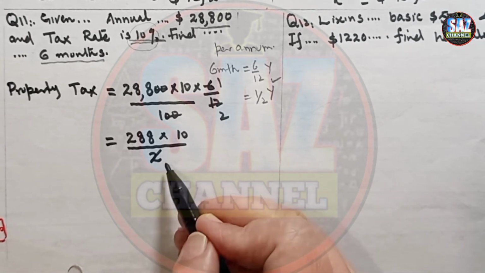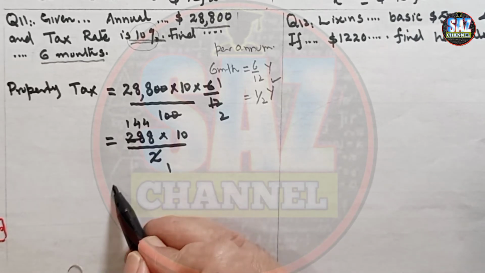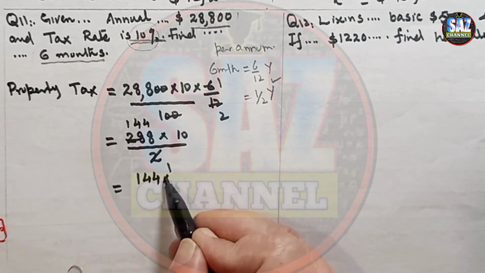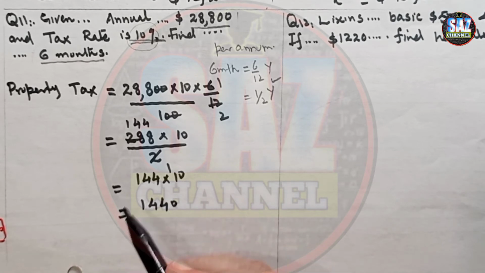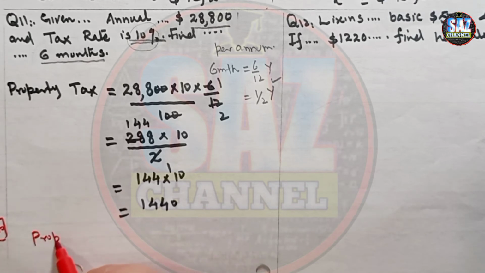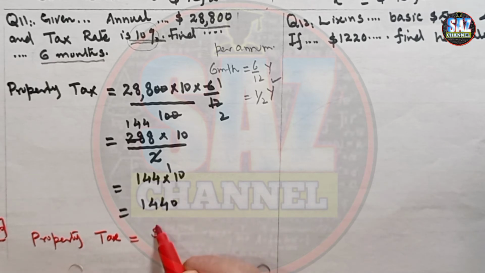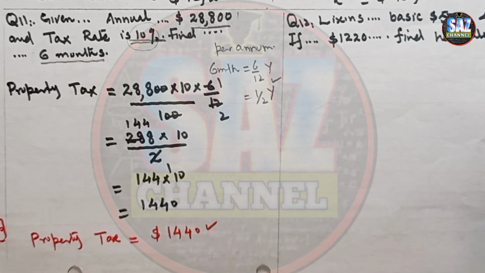Now I can simplify this. 2 ones are 2, 2 fours are 8, so 144 multiplied by 10. So this will become $1,440, which is the property tax payable for 6 months. So the property tax equals $1,440. I hope you are clear about this question. And let me move to the next question.